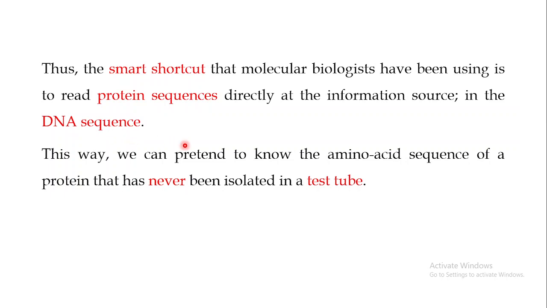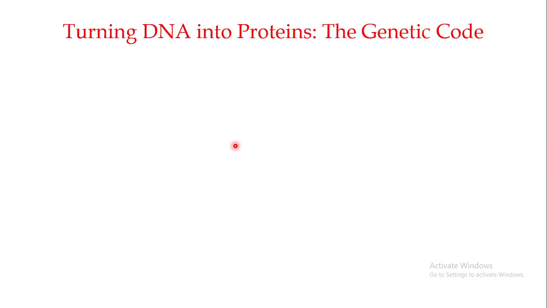So this way we can pretend to know the amino acid sequence of a protein that has never been isolated in the test tube. So we will be virtually having a sequence of the protein, and that particular protein has not yet been isolated in the test tube. It may be isolated in the future, to give you the information.